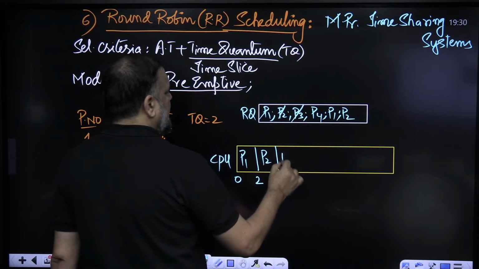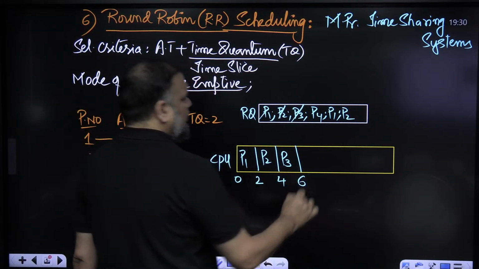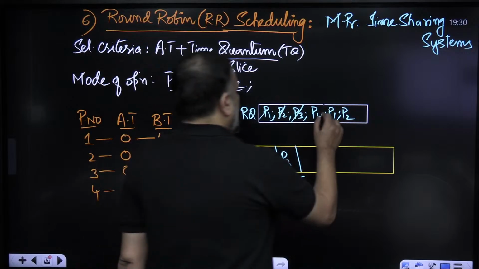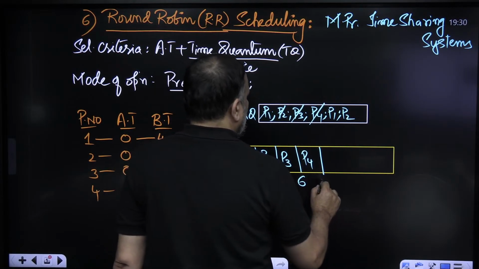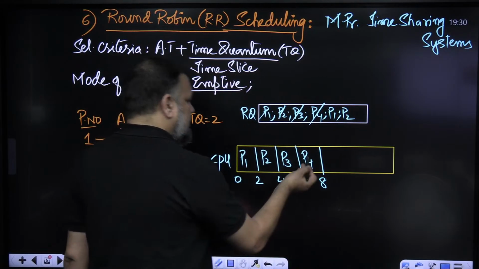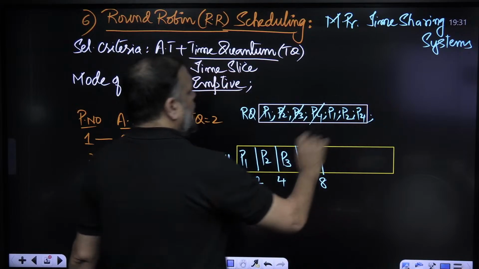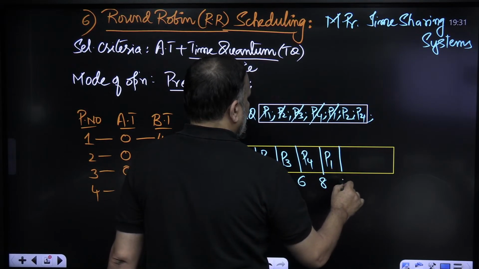Next, who will run? P3. P3 needs 2 units, time quantum is 2 units, so P3 is going to finish at time 6. Then P4. P4 needs 3 units, 6 plus 2, 8, and then P4 is going to get preempted. So here we'll have to add P4. P3 is already over, I don't have to add P3 again. Next to run is P1. P1 is going to finish at time 10.